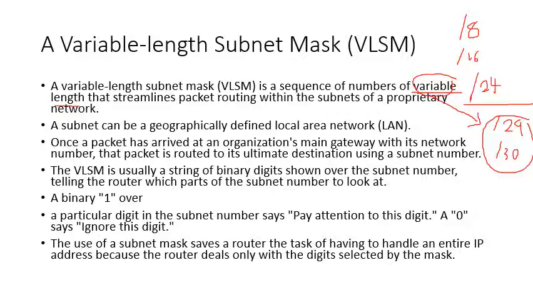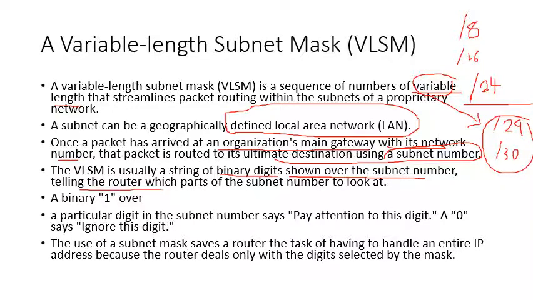That streamlines packet routing within the subnet of a proprietary network. Okay, a subnet can be a geographically defined local area network. So it will define the local area network. Once a packet has arrived at an organization's main gateway with its network number, the packet is routed to its ultimate destination using a subnet number. The VLSM is usually a string of binary digits shown over the subnet number, telling the router which part of the subnet number to look at.